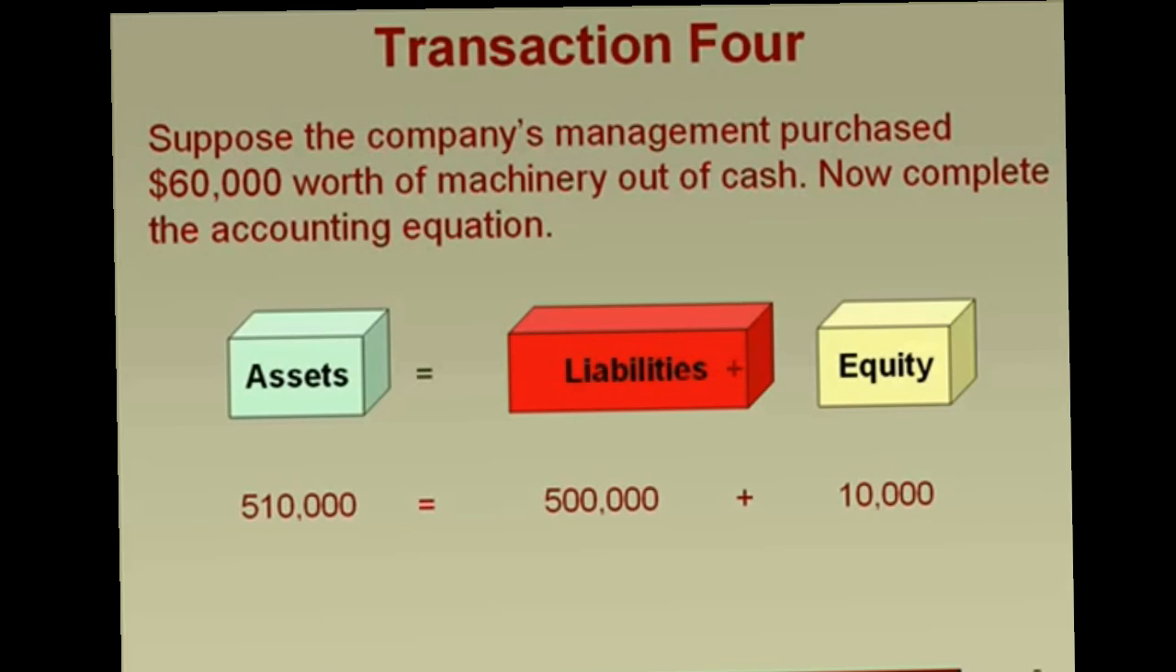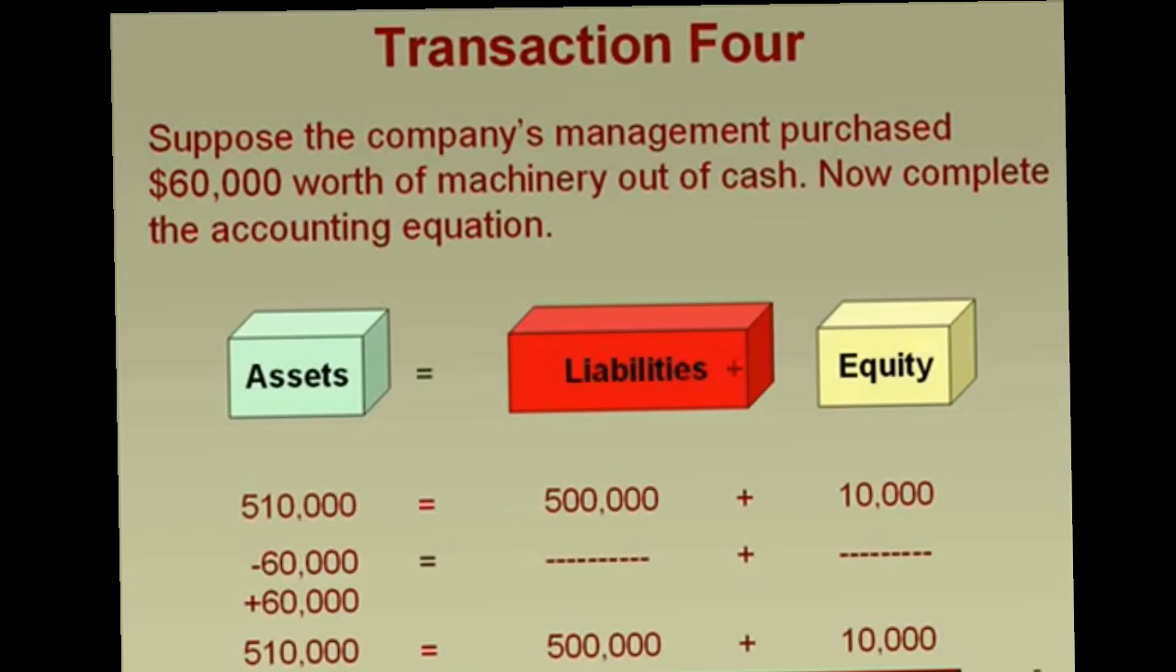Here's the original. Here's the transaction. Cash is an asset, minus 60. Machinery is an asset, plus 60. Nothing else is impacted. So basically, the accounting equation, even though you had this transaction, is unchanged and looks like this.